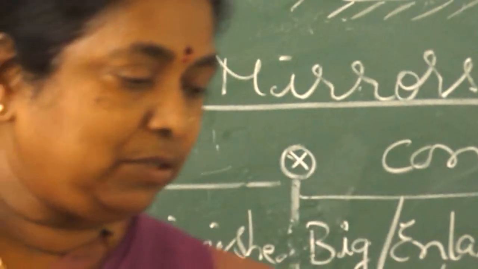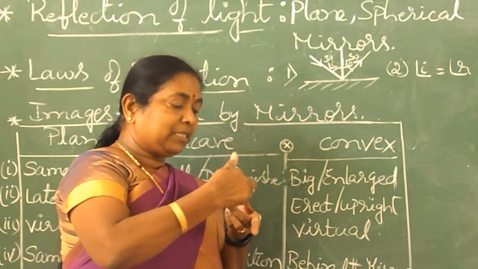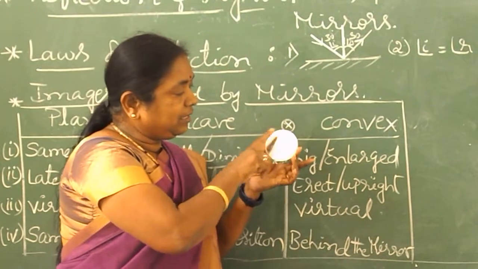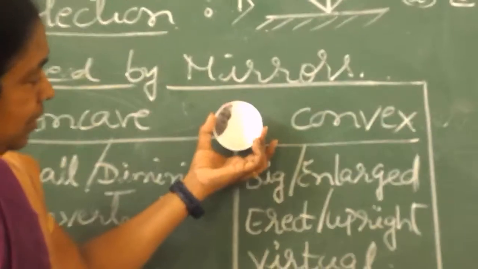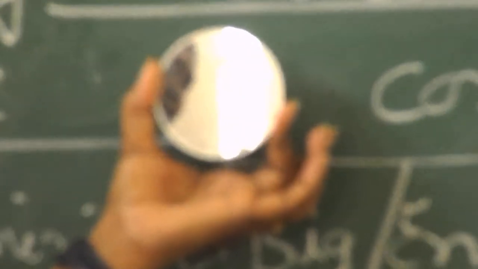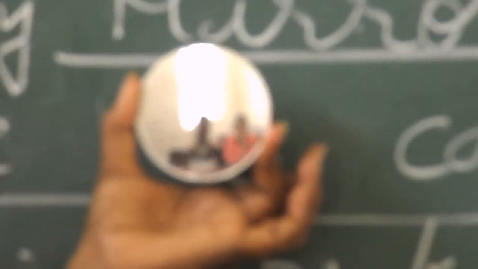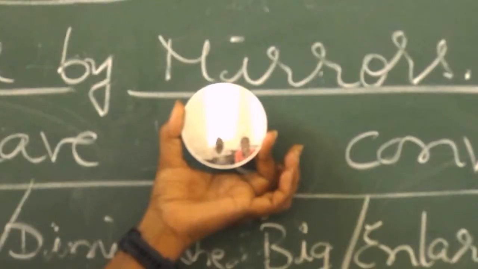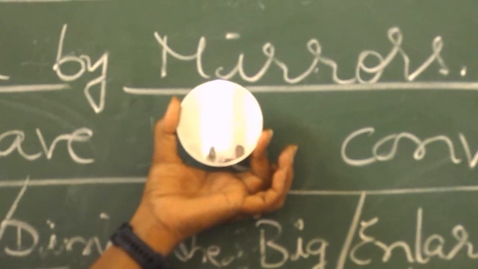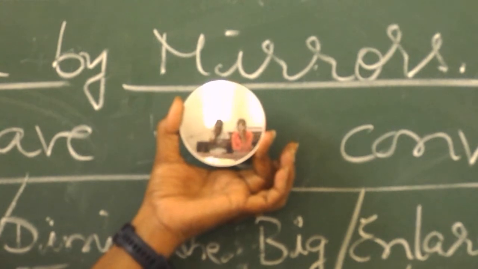Now let us see the convex mirror. Its back side is curved, hence the front, the reflecting part, is a bulging surface. Looking at an object through this mirror, it does not have its actual size. Here the size has increased, and on changing the position it goes on increasing. Hence, we say the image formed by the convex mirror is big or enlarged.